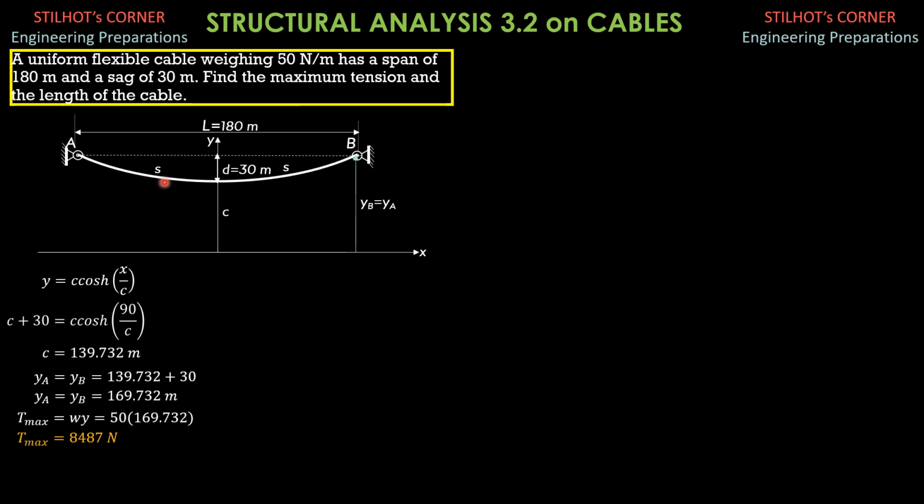Then for S, the total length, it is equal to 2S, and S is equal to C sinh(x/C). So S is equal to 139.732 sinh of x, which is 90, over C, 139.732. So solving for the total length of cable, 2 times S, and this is the S. So S total equals 192.7 meters. So that's it for this first problem.